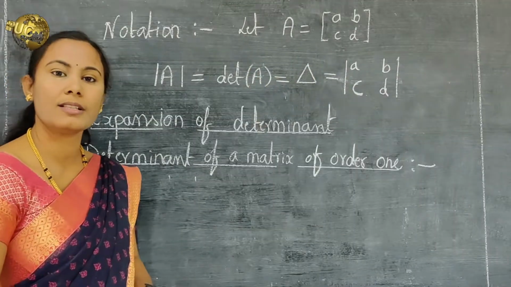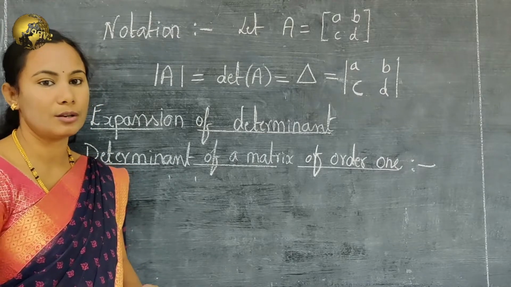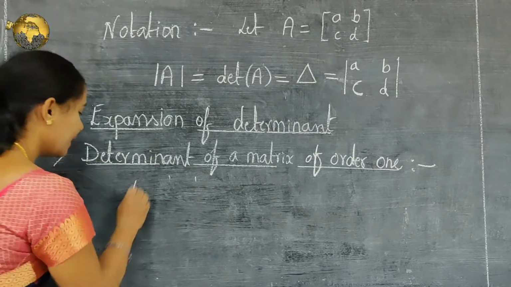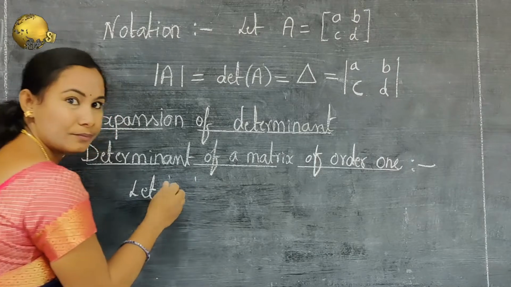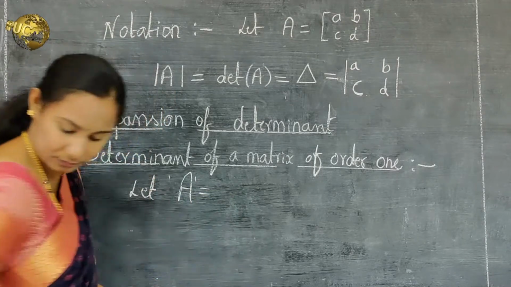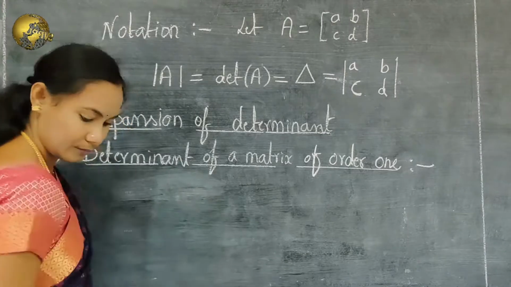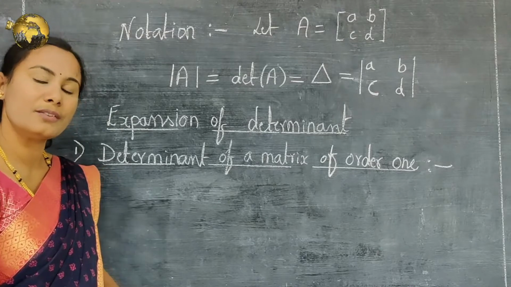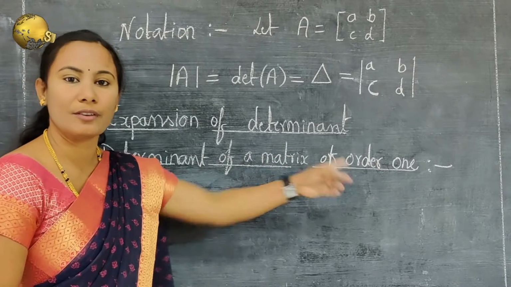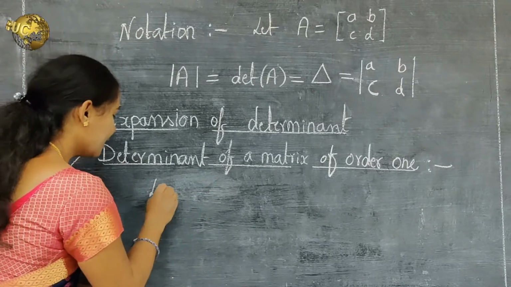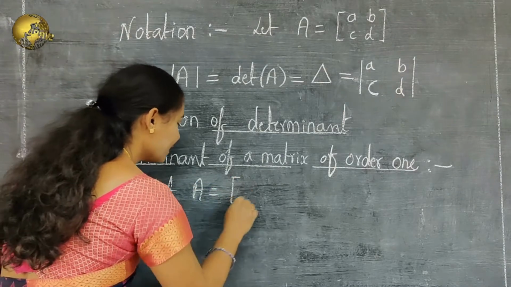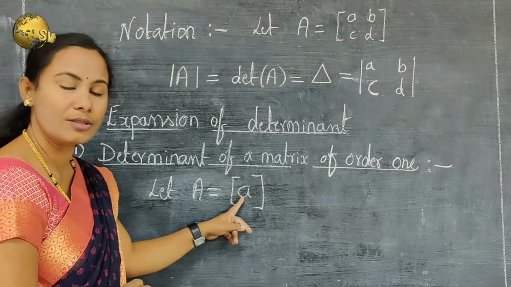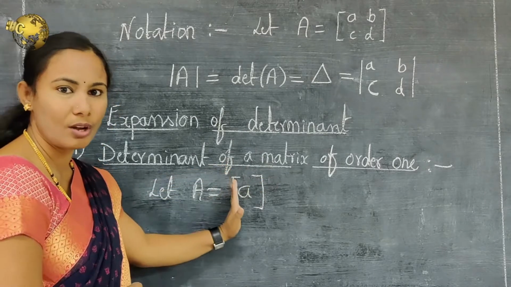We now discuss the expansion of determinants. First we go to the determinant of a matrix of order 1. Let me take a matrix A. For this, let A be a matrix A. That means it is of order 1 cross 1, or we can also say of order 1, because it contains 1 row and 1 column.